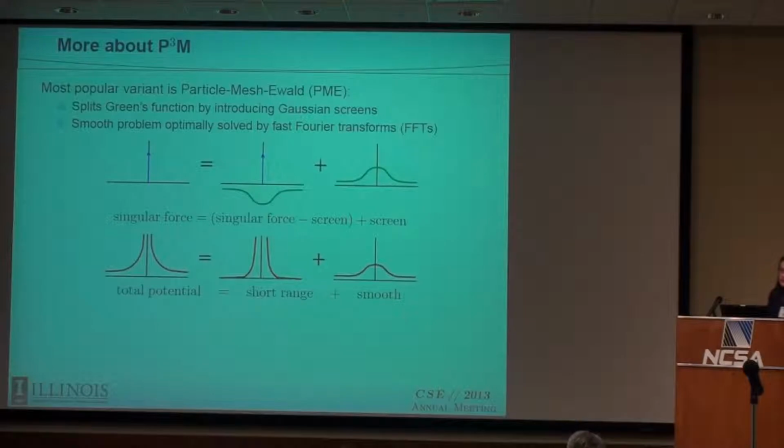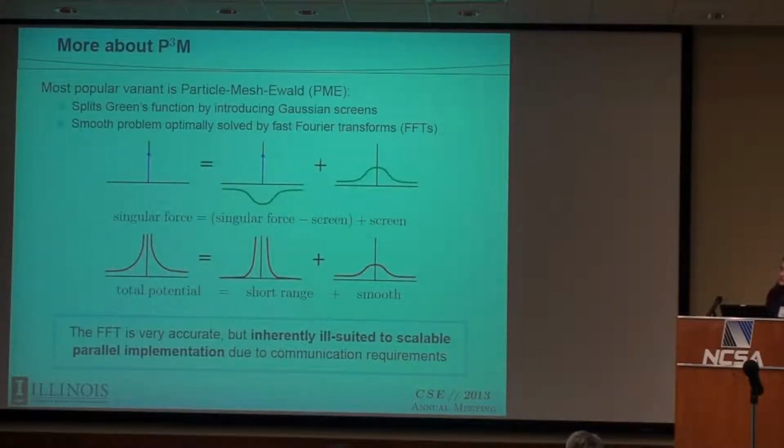Because we form these screens out of Gaussians, you can solve this mesh problem really well with the fast Fourier transform, or the FFT. This is great in a lot of ways. The FFT has a lot of really great properties, but unfortunately, scalable parallel implementation is not really one of them. Due to the communication requirements of the FFT, it becomes a real bottleneck in the code. This is the code I mentioned earlier that I had the pictures from the simulations on the second slide. This was a PME code, and this is the main problem for the scalability of that code.